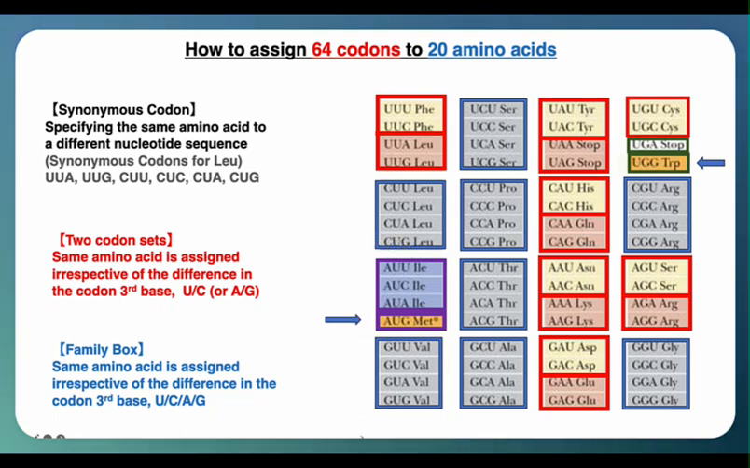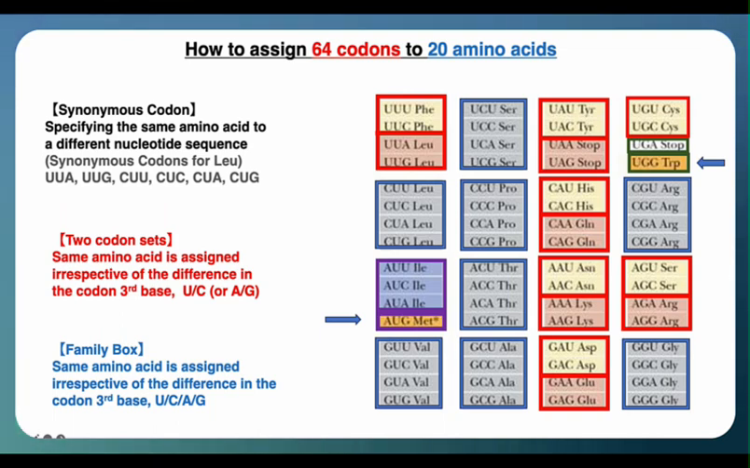However, there are exceptions to these patterns. The isoleucine box has AUU, AUC, and AUA, coding for isoleucine, but AUG coding for methionine. The cysteine codons, UGU and UGC, follow the 2 codon set, but UGA codes for a stop signal and UGG codes for tryptophan, showing a special split.